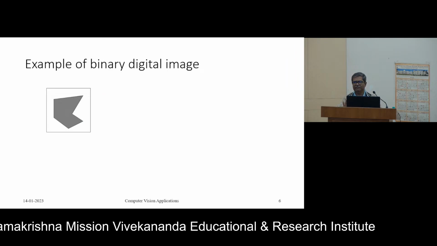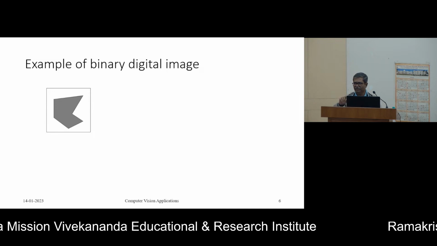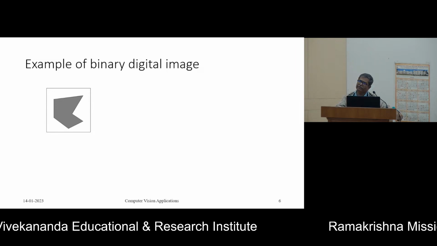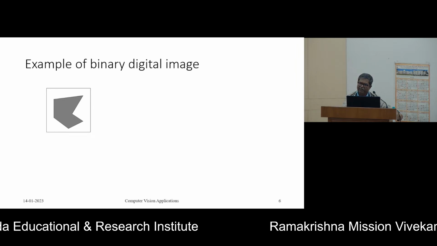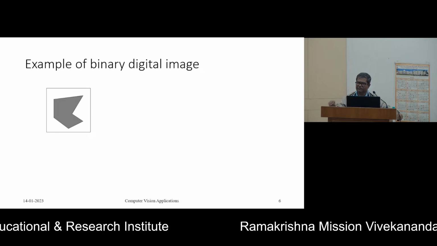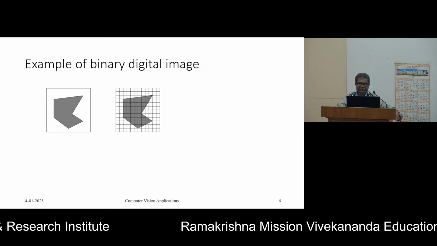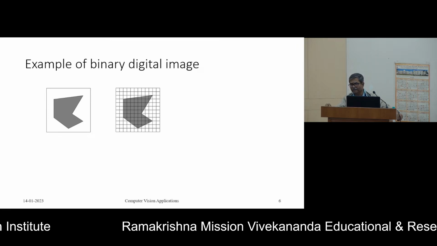Okay, just a piece of paper. You have drawn some polygon there, a black polygon against the white background. What you will do is divide the whole image domain, or the whole area, by very small boxes. Each of these boxes is called a picture element, or pixel.